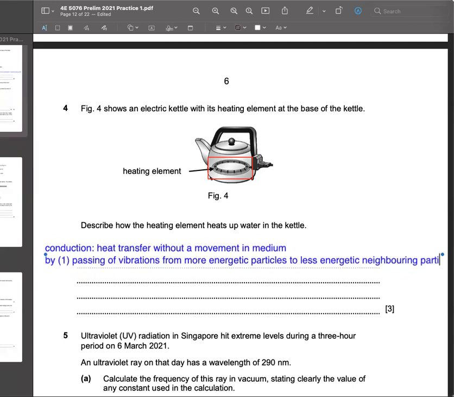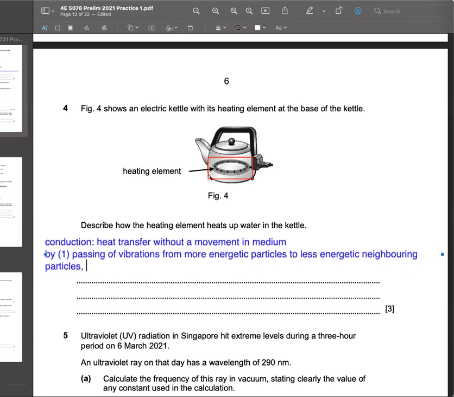What's the second one? Number two is by the flow of free electrons. Okay.